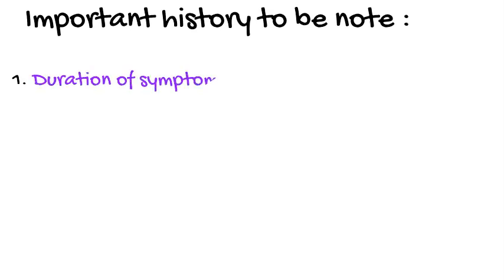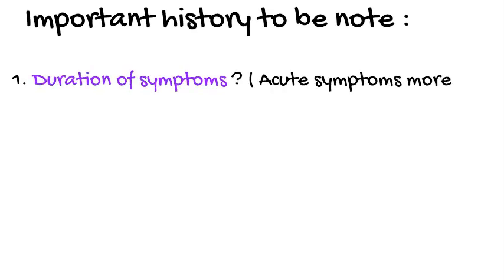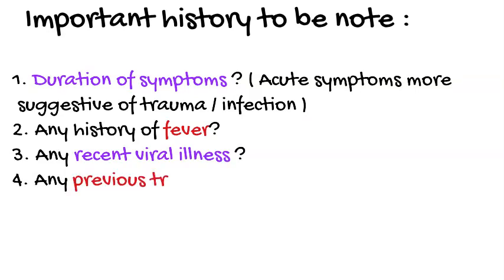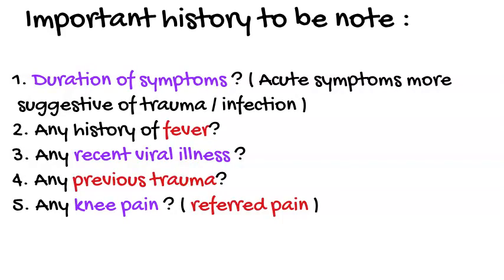Important history to be known. 1. Duration of symptoms. Acute symptoms are more suggestive of trauma or infection. Number 2. Any history of fever. Number 3. Any recent viral illness. Number 4. Any previous trauma. Number 5. Any knee pain. Usually this is a referred pain.